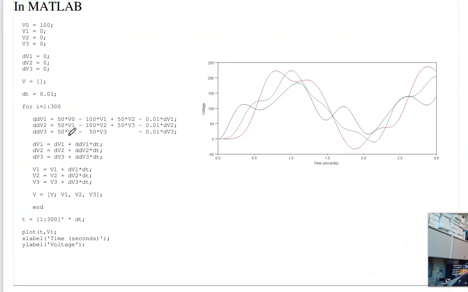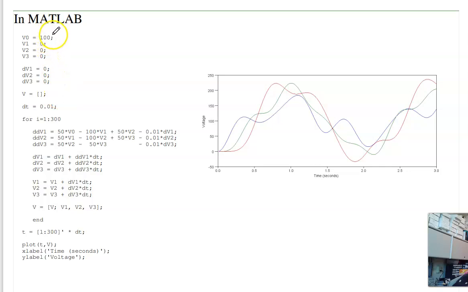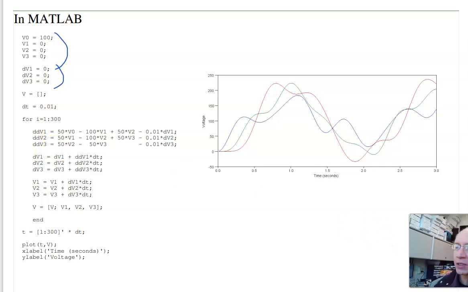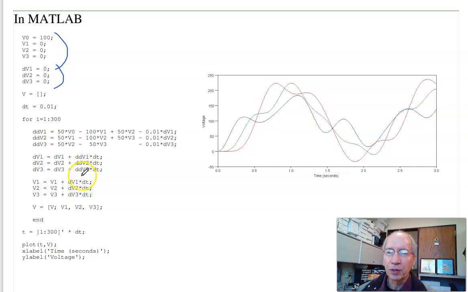In MATLAB, I can do that as follows. I'm going to specify the initial voltage, the initial derivatives. At any given time, I'll calculate the second derivative. Now integrate the second derivative, I get the first derivative. Integrate the first derivative, I get voltage. Now plot the voltage. And let's see how that works.